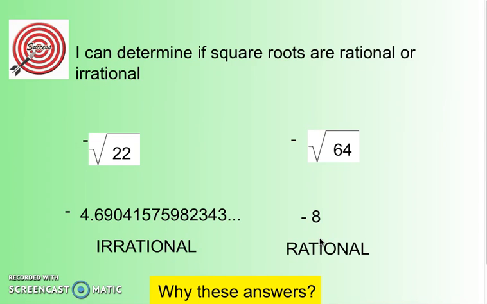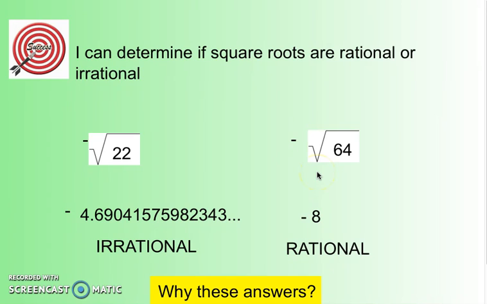Well, you're absolutely right. Negative square root of 22. If I put that in the calculator, I get negative 4.690415, etc., etc., etc. Notice there's no pattern, absolutely none, and it continues infinitely. So this is an example of an irrational number.